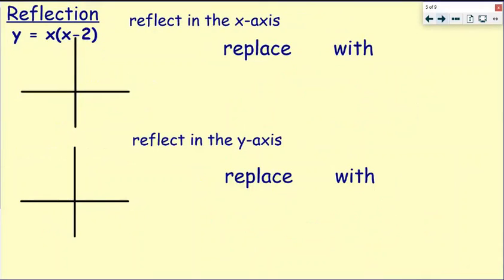Reflections are the third and final one. Here we're going to sketch y equals x brackets x minus 2. That looks something a little bit like this.